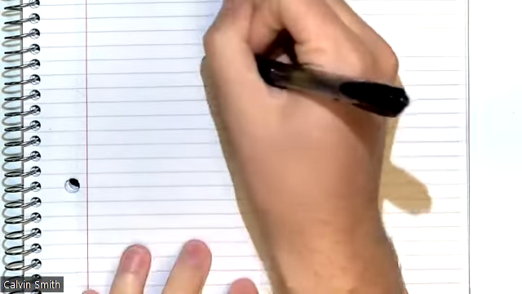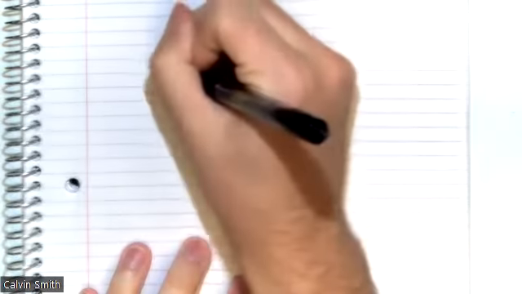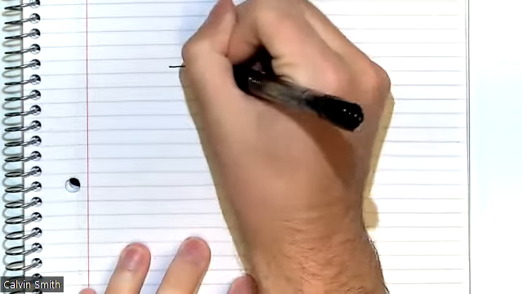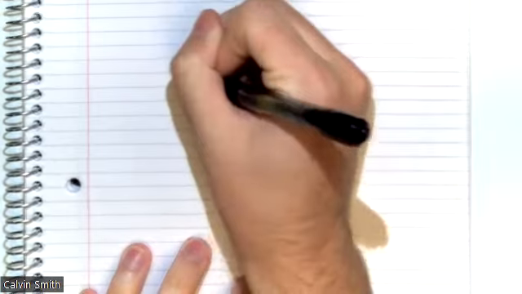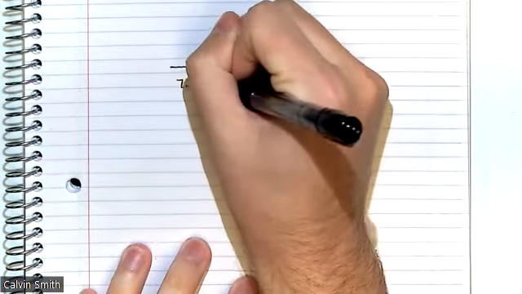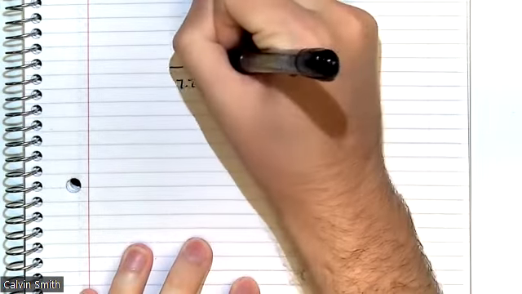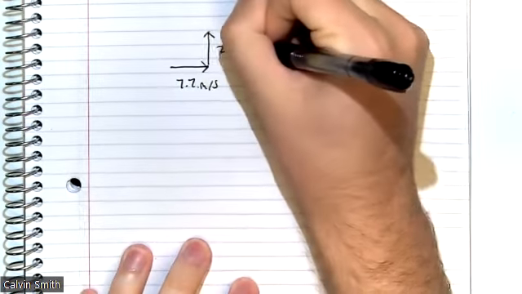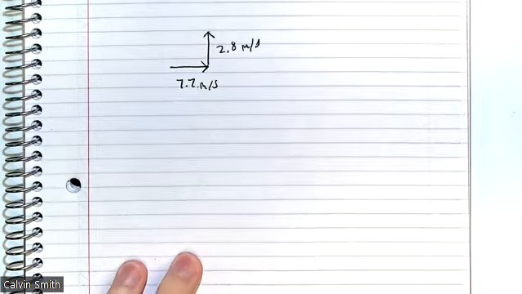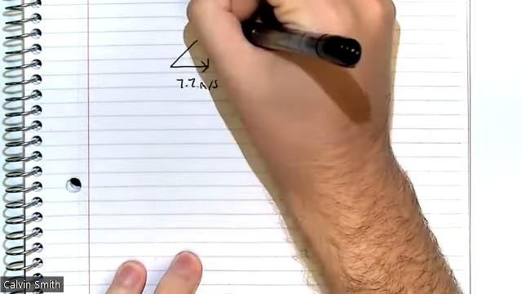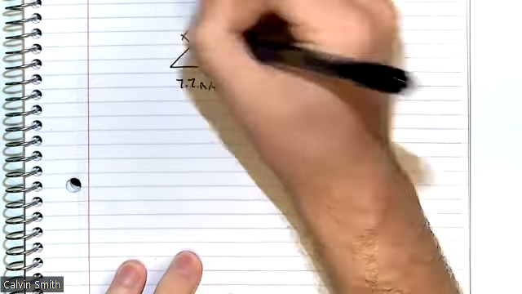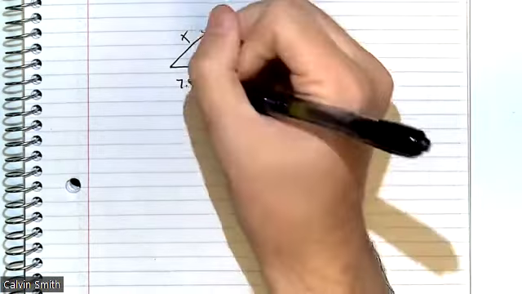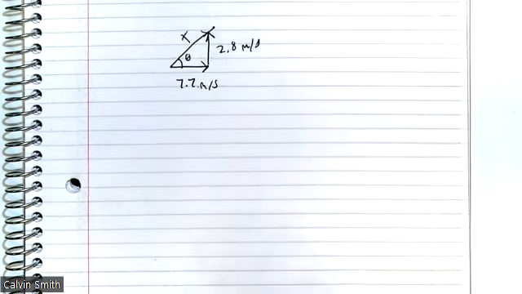So let's draw that. We've got horizontal velocity of 7.7 meters per second. We have vertical velocity 2.8 meters per second. So we want to know what's that, and also what's that.